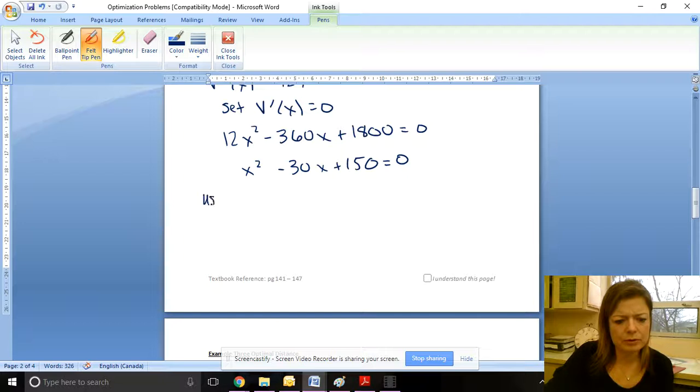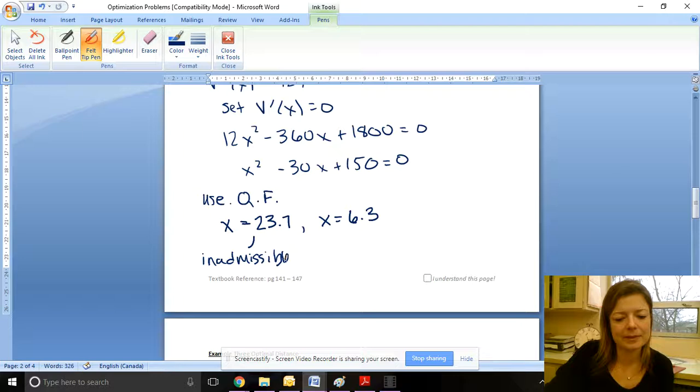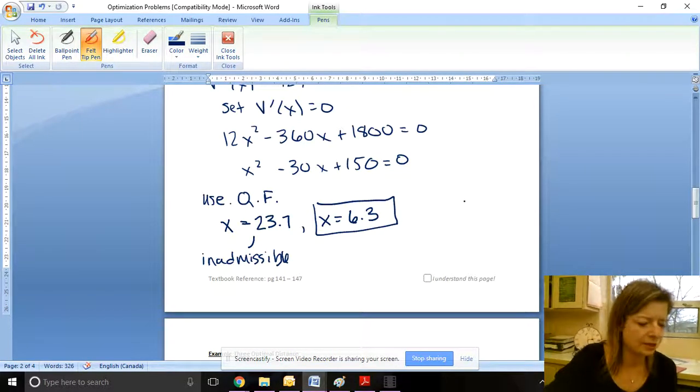So use the quadratic formula, and you get x equals 23.7 or x equals 6.3. So you know right away that this is inadmissible based on your interval of admissibility. So this is our answer here, is that our height is going to be 6.3.